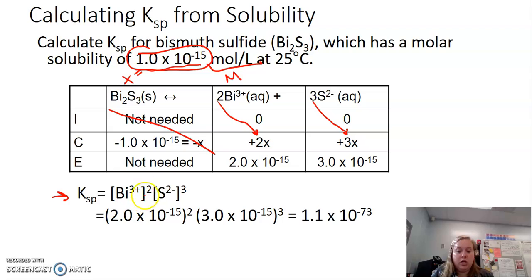Remember to always write your general equilibrium expression. So Ksp is equal to the concentration of bismuth squared times the concentration of the sulfide ion cubed. And then we're just going to plug in our values that we have in our ice box, and you get the Ksp value for bismuth sulfide. And so we can see, based on this very, very small number, that bismuth sulfide is essentially insoluble. There are very few ions that are going to be present. So the concentration of the ions within the aqueous solution is going to be so small. So most of the solution that you have is just going to be that solid.